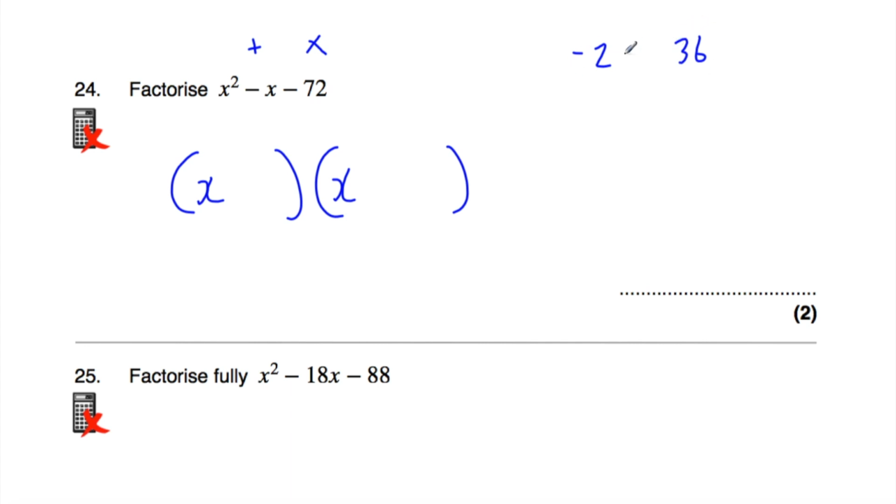So minus 2 times 36 will be minus 72, and minus 2 plus 36 is 34. So that's not going to be minus 1. So let's try something else. Let's try something a bit closer together.